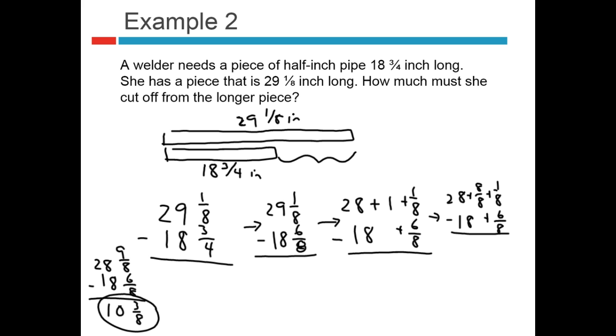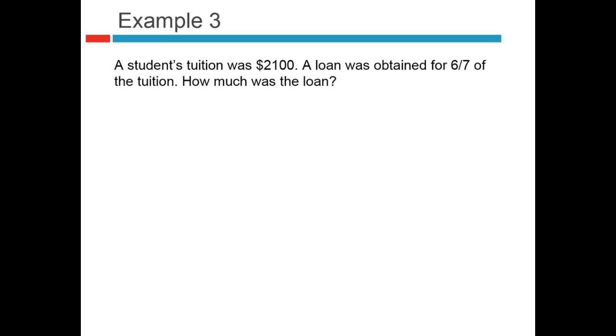Let's look at a third example. A student's tuition was $2,100. A loan was obtained for 6/7 of the tuition. How much was the loan? Well, in mathematics, often the word "of" indicates multiplication. So we're trying to determine what 6/7 of the $2,100 is. So 6/7 of 2,100 can be expressed as 6/7 times 2,100.